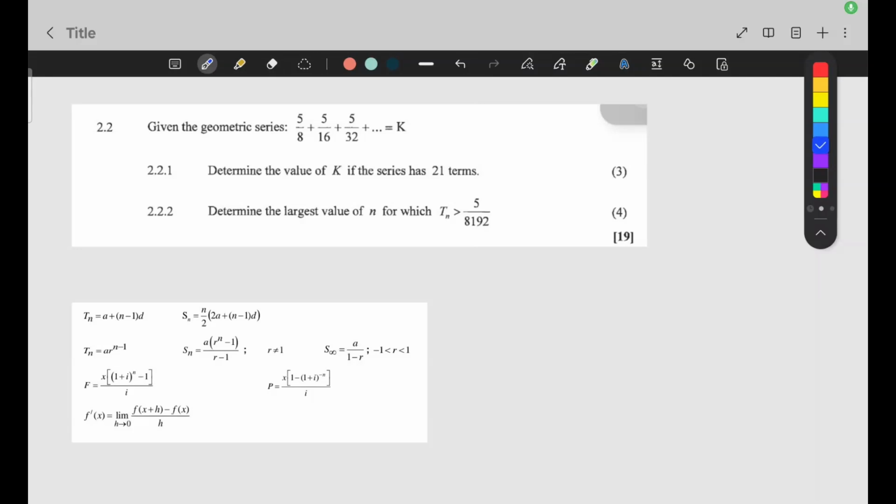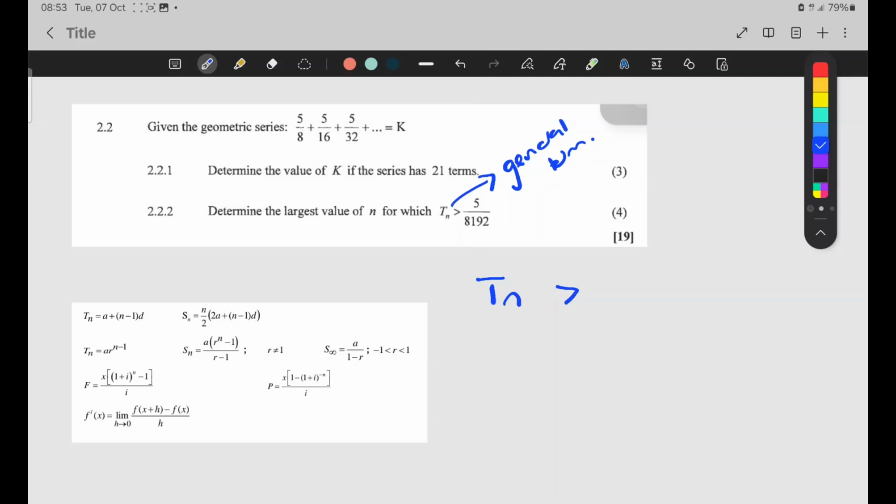The next question says, determine the largest value of n. So we are going to solve for n, for which Tn is greater than that fraction. So Tn, not Sn. Tn refers to the general term, the general term of a geometric pattern. So if you look here at the Tn formula page, this is arithmetic, and this is geometric. So let's write this down quickly.